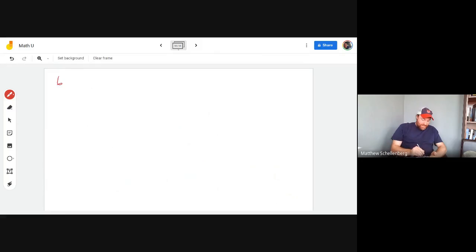So this is number 69, and we have e to the 5p equals 43. And they want us to solve this? What do you mean solve this? How can I solve this? Well, we're going to do a logarithm.